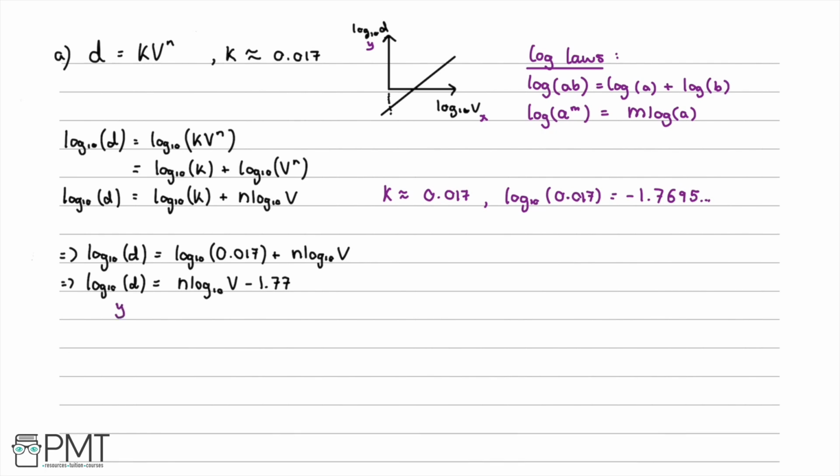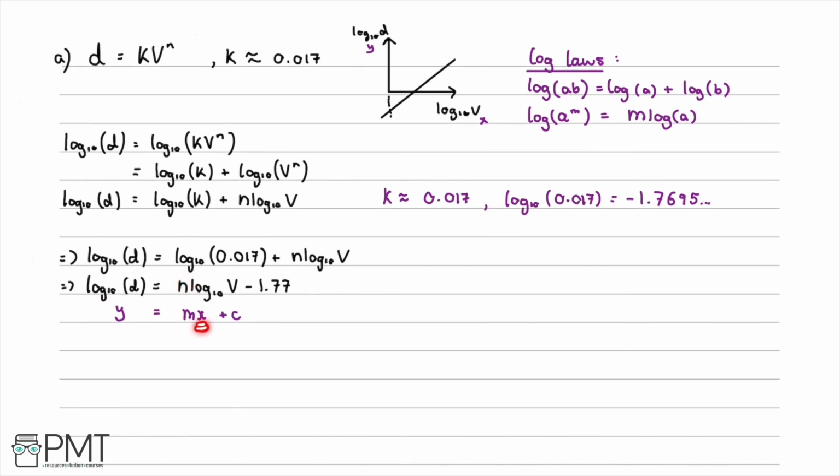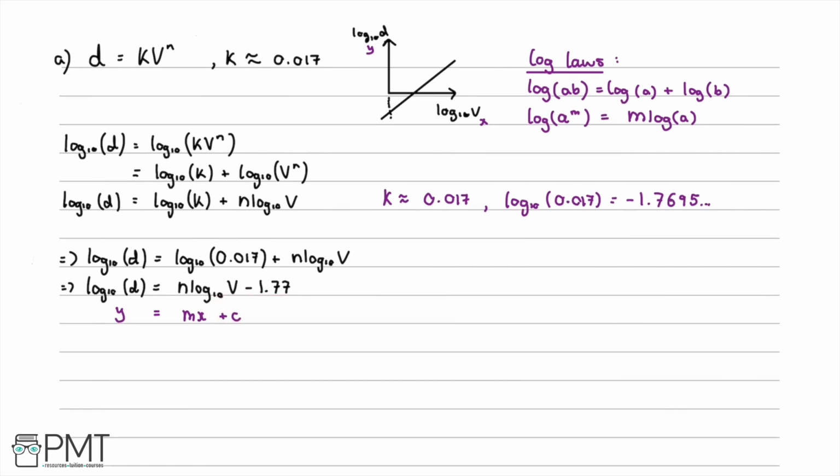So if I then write y is equal to mx plus c, we can see that in this case, this is the equivalent to the equation of a straight line, where y is going to be equal to log base 10 of d, m is going to be equal to n, and x is equivalent to log base 10 of v in our case. Then we have the y-intercept, which is usually denoted by c, and it is negative 1.77. And from the sketch in figure 6, we know that the y-intercept is negative 1.77.